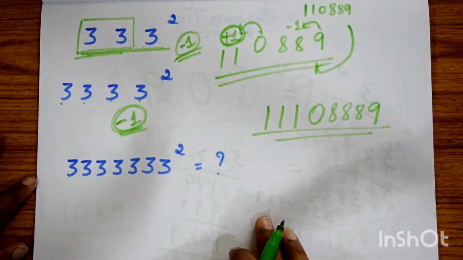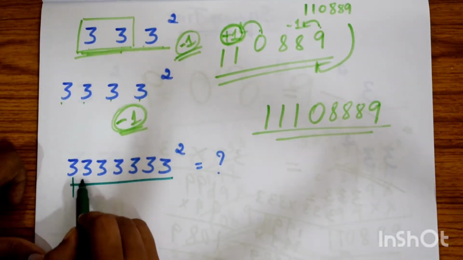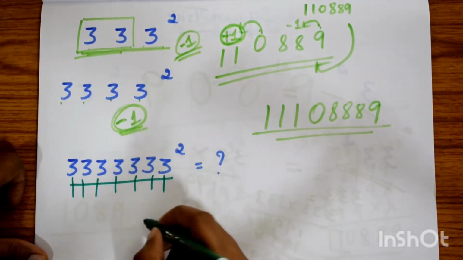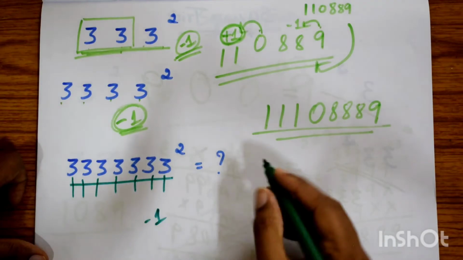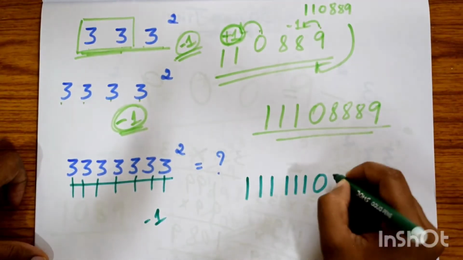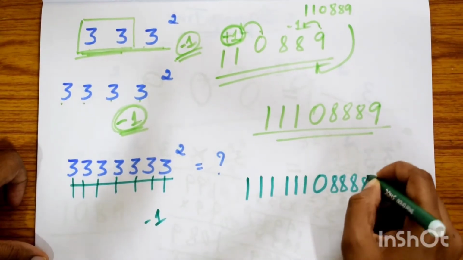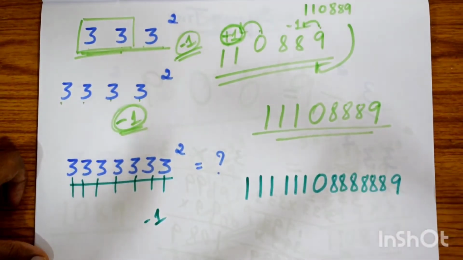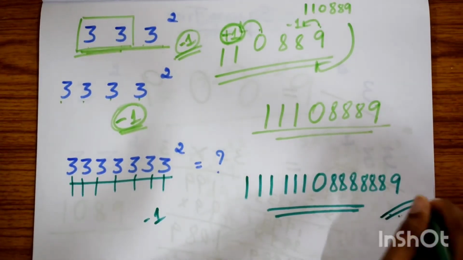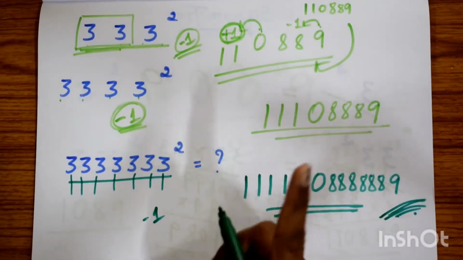And that's it. How many digits are there? 1, 2, 3, 4, 5, 6, 7 are there. So, the repetition should be minus 1, that is 6 times. So, 1 six times, 0, 8 six times and 9. Right? This is not even possible in the calculator. But we did it within seconds.